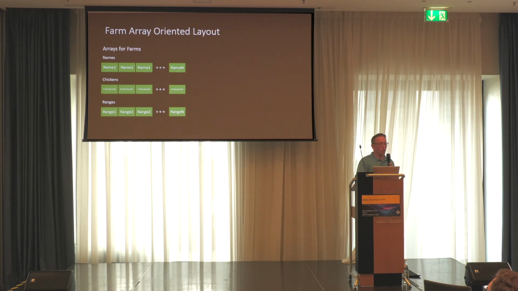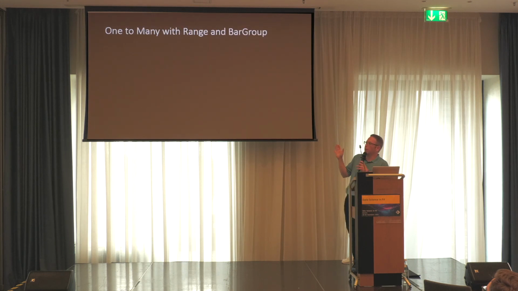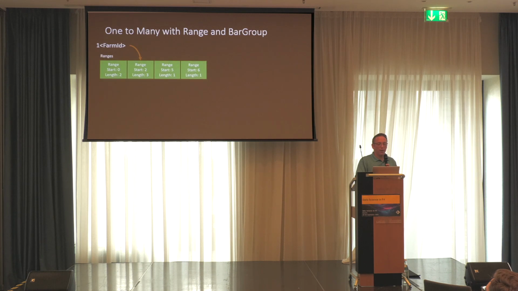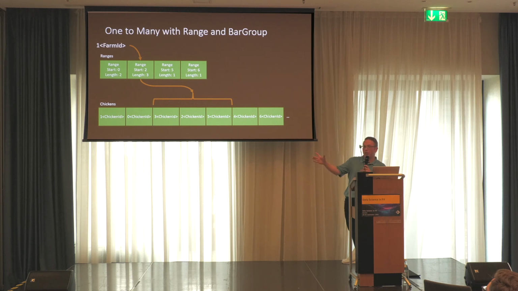And so if I want to know what chickens are associated with a farm, I would go to the range, and that would tell me what subsection of the chickens array actually belongs to this farm. And we still have our arrays for chickens. So how does this actually work in theory? Well, I would take my farm ID and index into the ranges. That range is a struct that has a start and a length, and that tells me, oh, the chickens associated with this farm are this subsection of the chickens array.